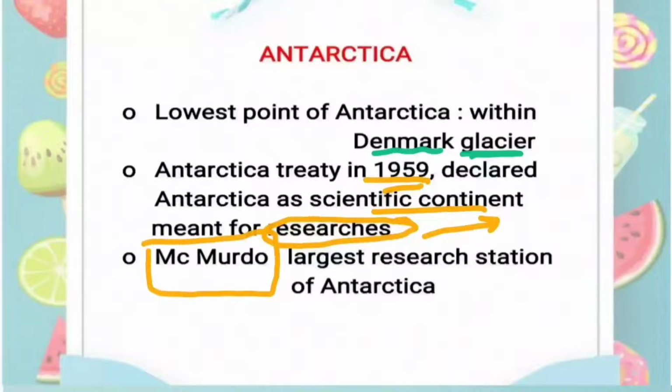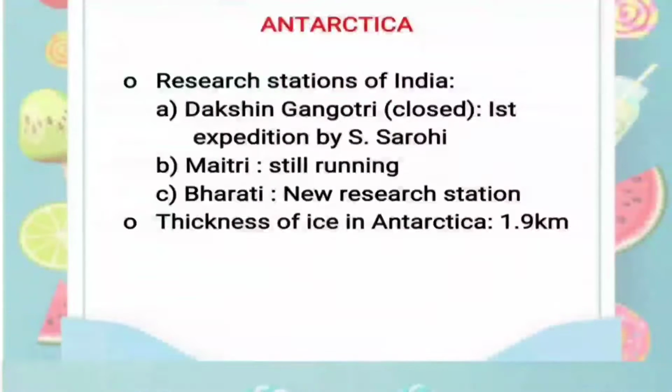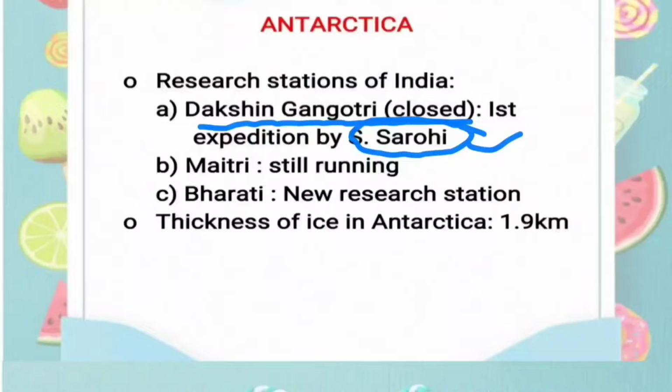McMurdo is the largest research station of Antarctica, and it is the research station of the USA. Now, the research stations of India are Dakshin Gangotri, which has been closed now, and its first expedition was done by S. Sarohi. The second one was Maitri, which is still running, and the third one is Bharati. This is the new research station of India.